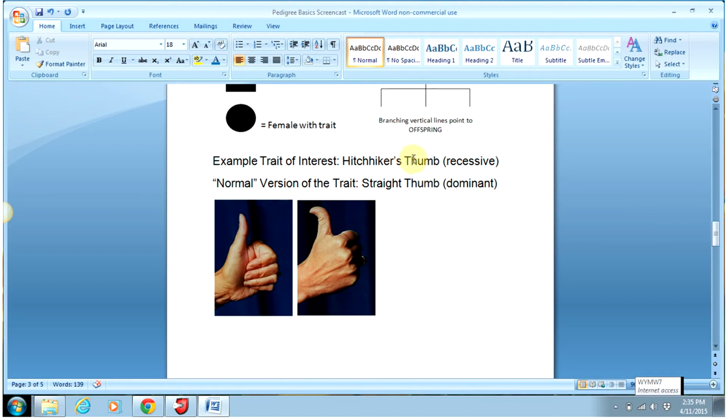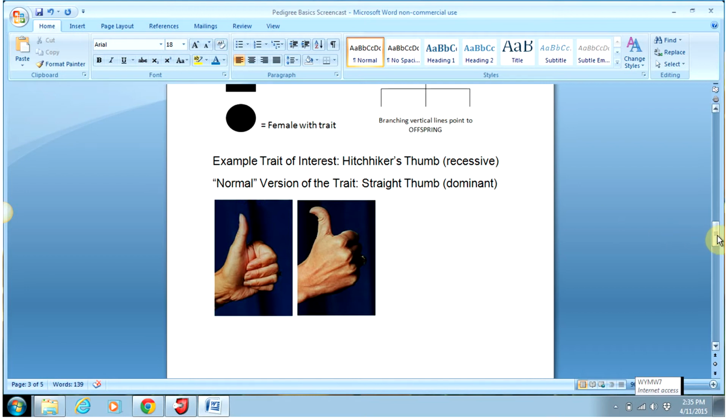An example of a trait that we might track using a pedigree chart would be hitchhiker's thumb. So hitchhiker's thumb is a recessive trait, and it's shown in the picture to the right. That's when your thumb can bend back a little bit. The other version of the trait, the normal version of the trait, would be a straight thumb, which is a dominant trait, and that would just be straight up and down as shown in the picture to the left.